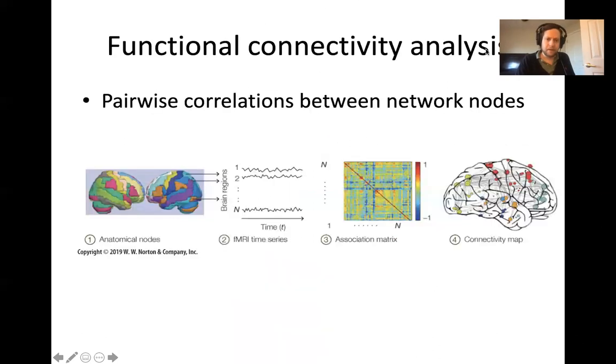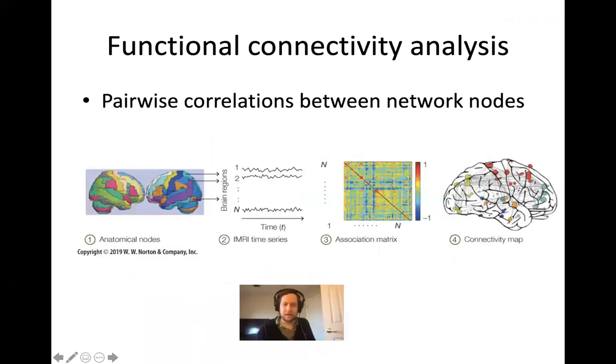Moving on. Functional connectivity analysis. This is definitely a more recent method. Optogenetics is pretty recent, and functional connectivity analysis is also pretty recent. I haven't read tons and tons of studies with it, but I've read some review papers about functional connectivity analysis. I define it here as pairwise correlation between network nodes.